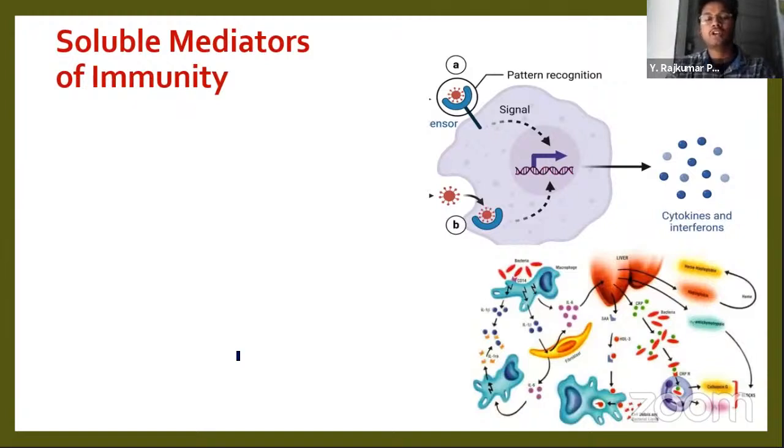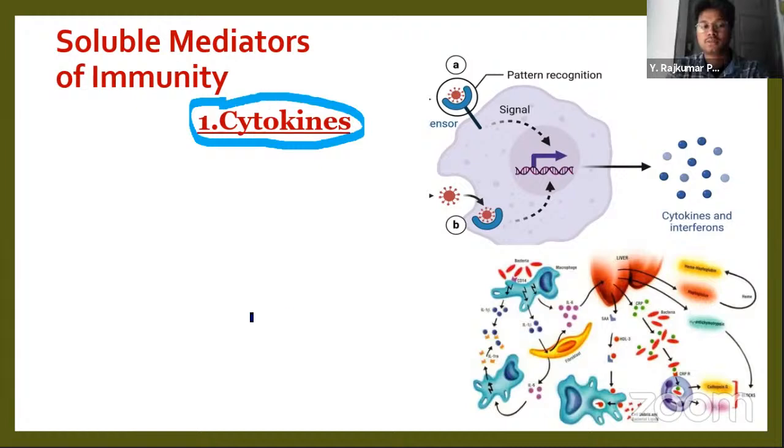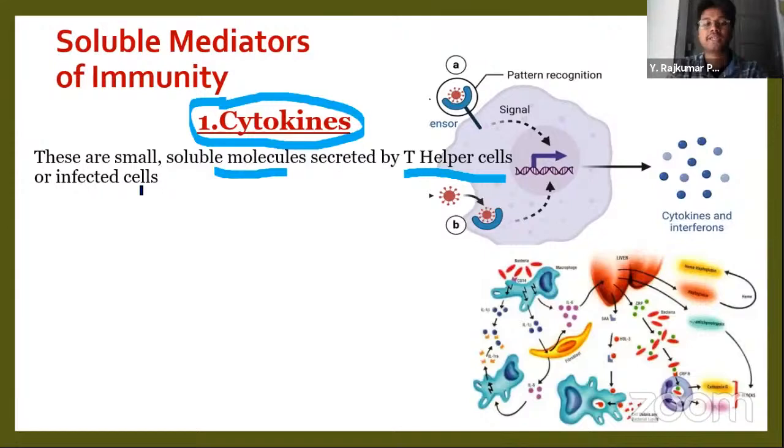Next is cytokines, the most important molecules. These are small soluble molecules secreted by T helper cells or infected cells. Whenever one cell is infected in the body, that cell produces some messengers to protect the other cells from getting infected. Suppose a group of cells are affected; they release some messengers in the form of proteins. These messengers reach the other lymphocytes and signal them about the arrival of pathogens, and the lymphocytes come and attack the pathogens. So they can be called signaling messengers.